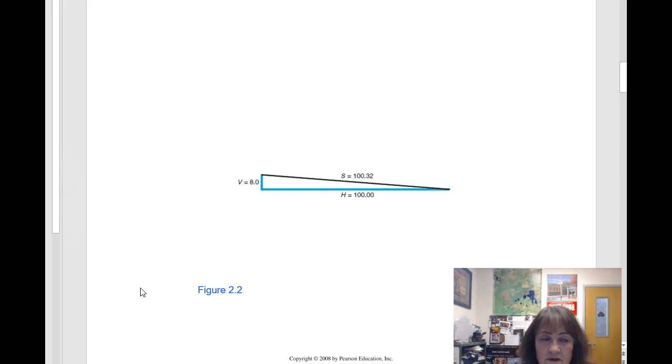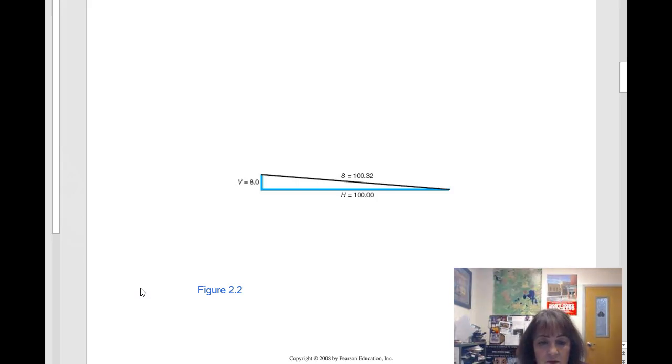Now, horizontal and vertical are always going to be perpendicular to each other, so you can use the theorem of Pythagoras here to find one from the other. So if you have a horizontal distance, in this case it's 100, and please note it is not properly unitized. That should be 100.00 feet. That means two different things. One is that it's measured in feet. The other is it's measured in tenths and hundredths of feet.